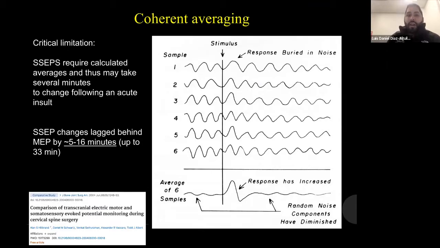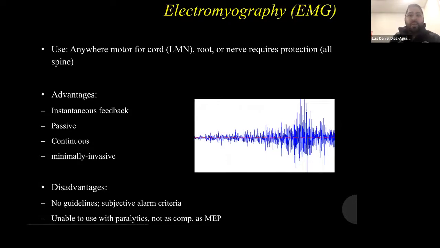Focusing on the coherent averaging, SSEPs require calculated averages due to the inherent noise within the type of recording that is undergone, and thus can take several minutes to change following an acute insult. Some literature has documented changes lag behind MEP changes by 15 to 16 minutes, up to 33 minutes, at least within this 2004 study. With this critical limitation, it's important to use additional modalities in order to really understand the processes within the surgery.